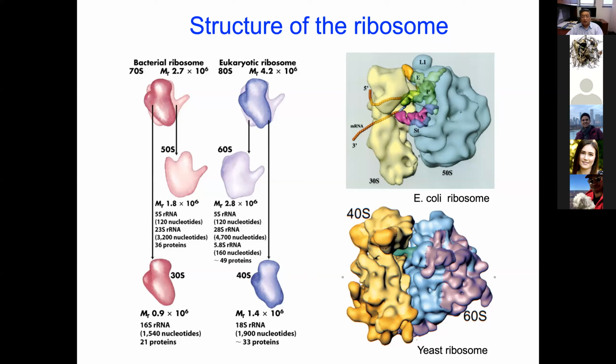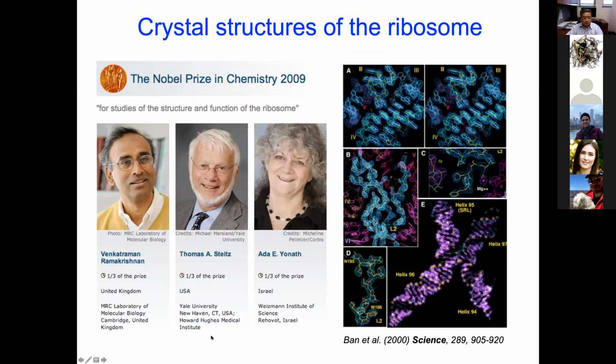Okay, so now let's have a look at the structure of the ribosome, because the structure of the ribosome is very important for us to understand how protein synthesis works in cells. Because I'm a structural biologist, I would say the structure of the ribosome is one of the highest achievements in the field of crystallography. Because these molecules are very large and very complicated, it is very, very challenging to solve their structures.